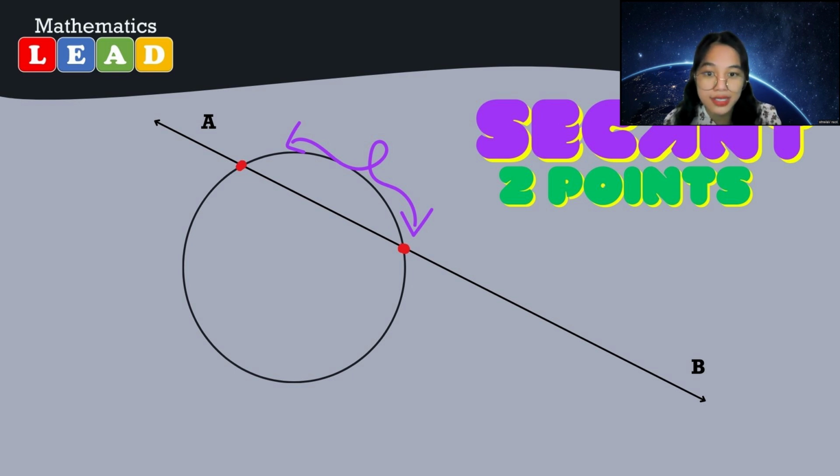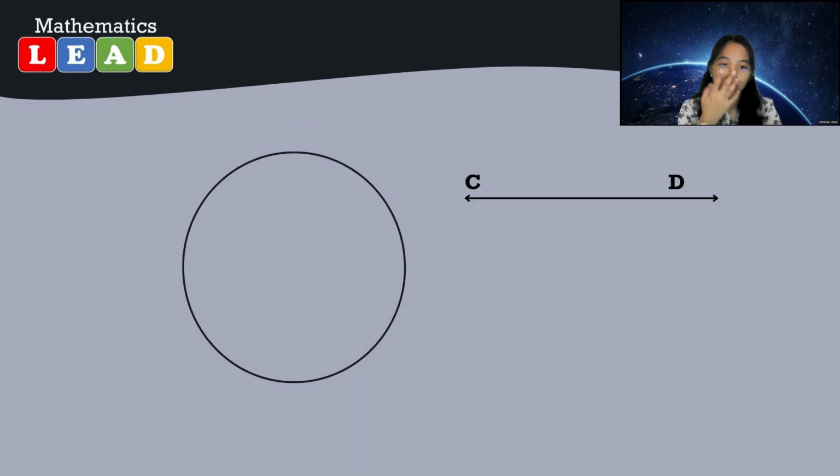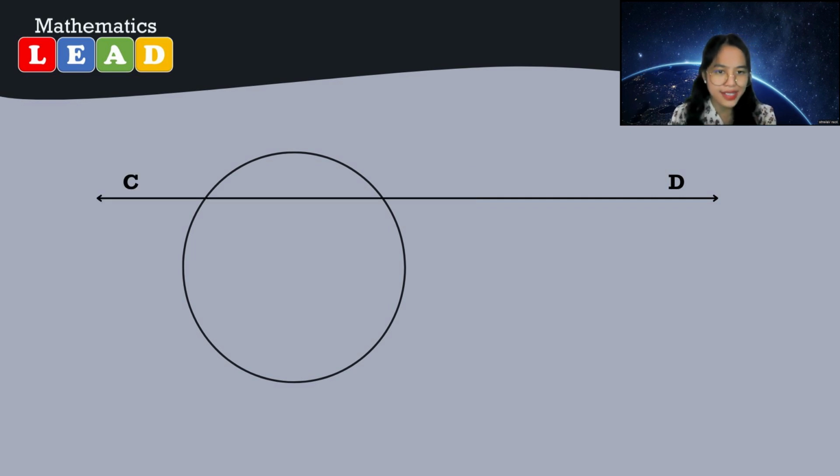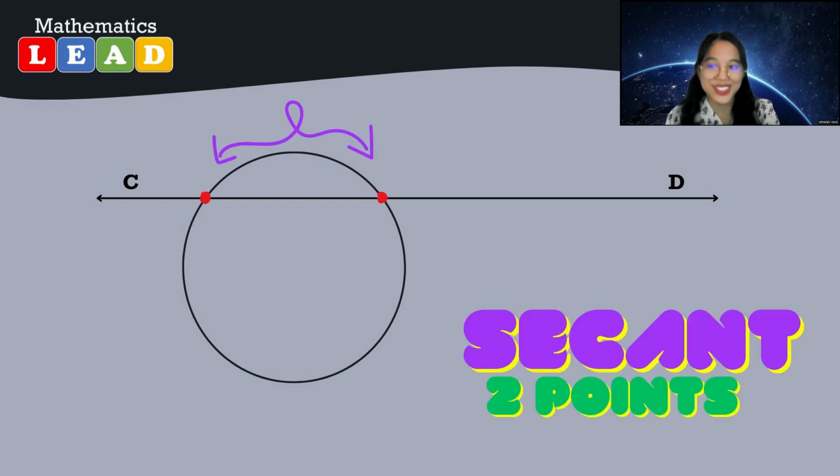At how many points does this line intersect with the circle? 2 points. That's why it's a secant. Let's have another example. We have line CD. Let's try to extend it again. When you extend the line CD, what can you observe? It touches the circle at exactly 2 points again. That's why this is a secant.